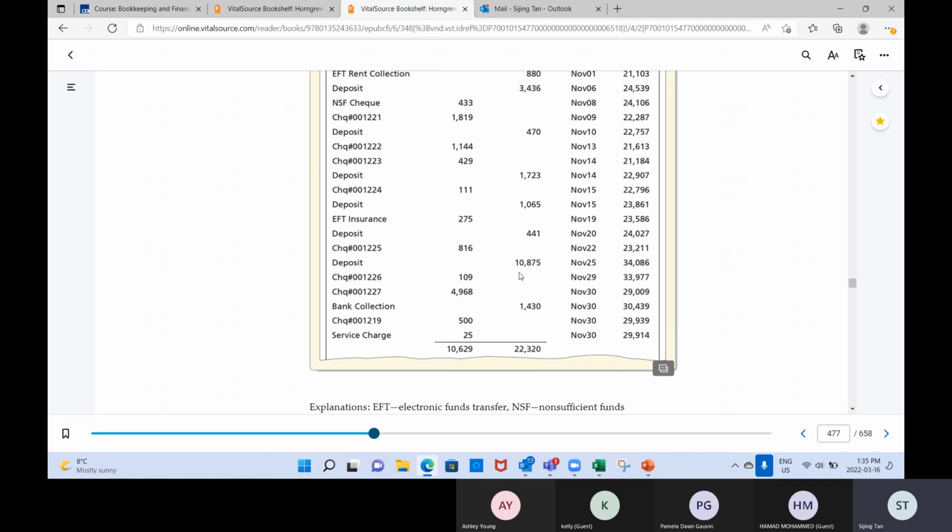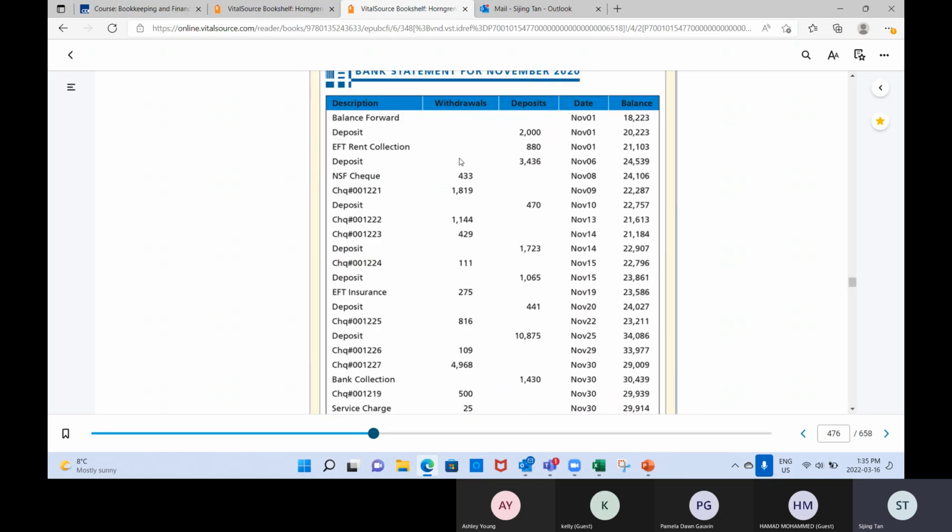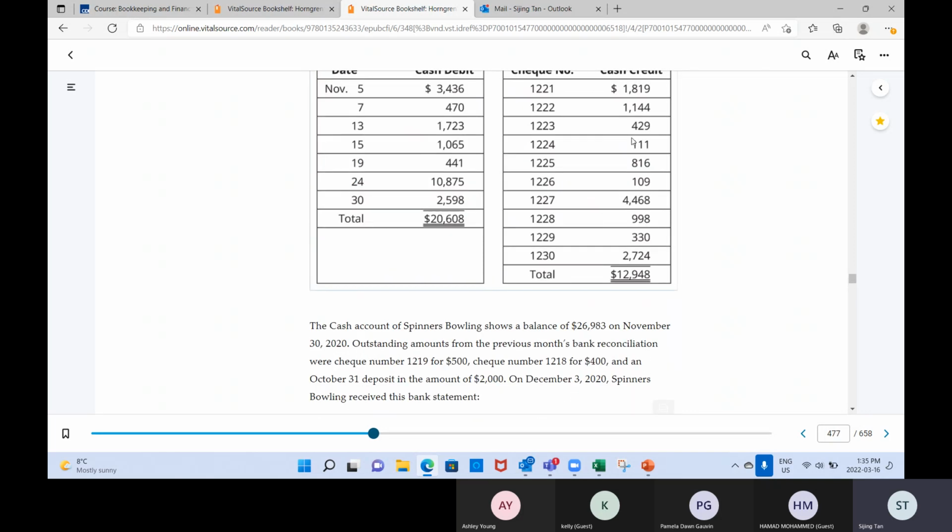Now there's another check from 1219 from the previous period, so it's $500 and $25. Now, we have until 1227. So the rest of them, 998, 330, 2724, are not showing in our bank statements. So those are outstanding checks. Now you need to put them into your bank reconciliation.